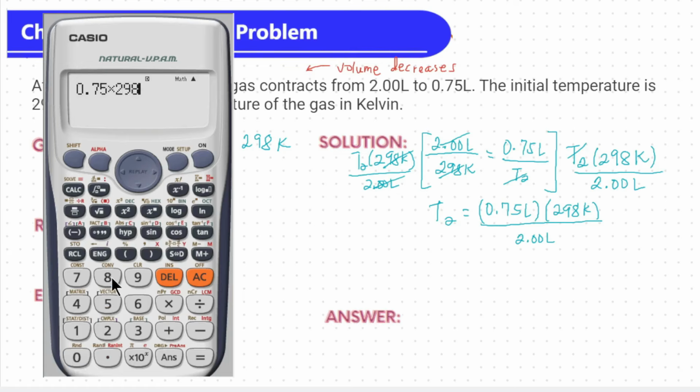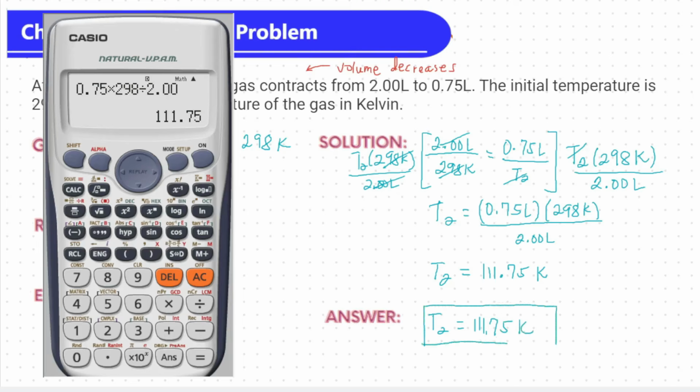0.75 times 298 divided by 2.00. So, our answer would be 111.75 Kelvin. Is your T2 greater than or less than your T1? Correct, less than. Why? Because your volume decreased. Therefore, your temperature should also decrease.